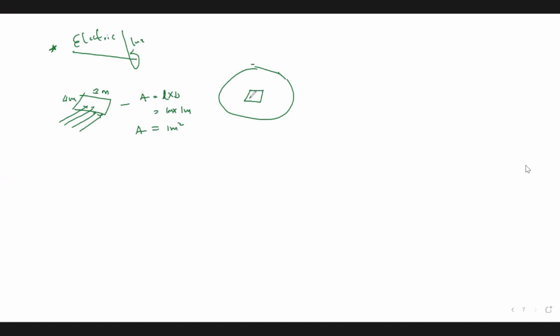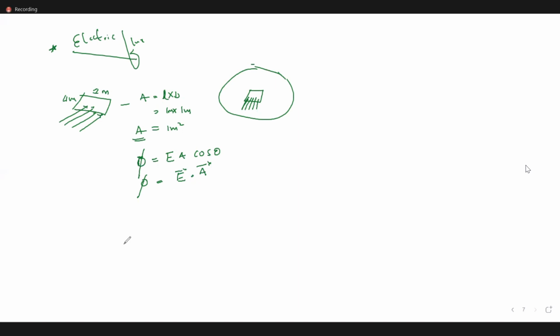Here I check how many electric field lines are passing through the surface. That is always denoted as phi E. It is directly proportional to how much electric field you are applying, and also directly proportional to the area you are taking. So it is EA cos theta. Electric field and area vector are both vector quantities, so let me write E vector dot A vector.